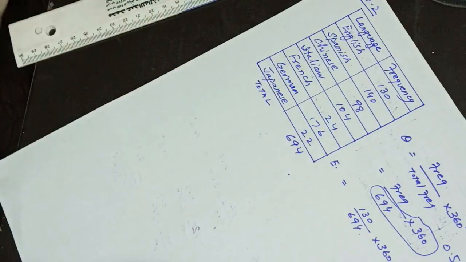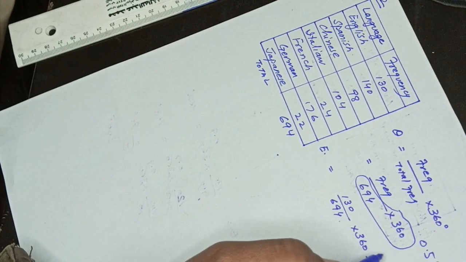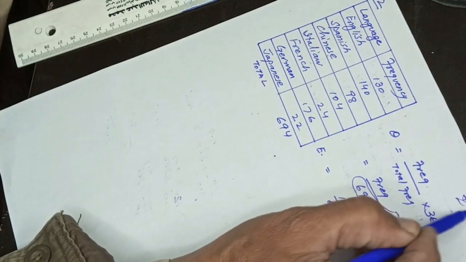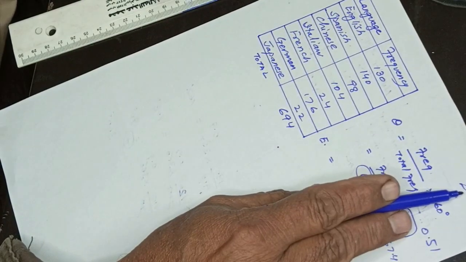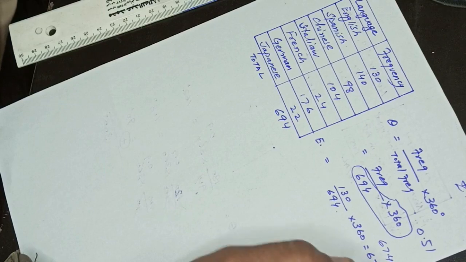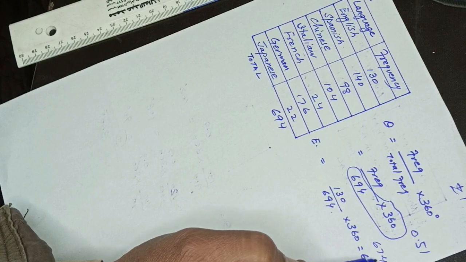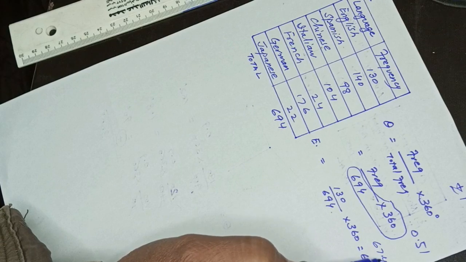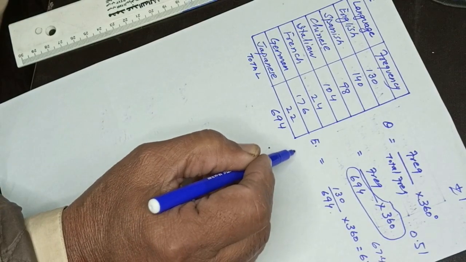With 130, it will become 67.4. I'll round it because we have the possibility of error of plus minus 1 degree. So we are going to round it to 67 degrees. When it is less than 0.5 degree, you round it to the smaller one, and if it is more than 0.5 degree, you go to the next degree. So similarly keep on doing it like this.